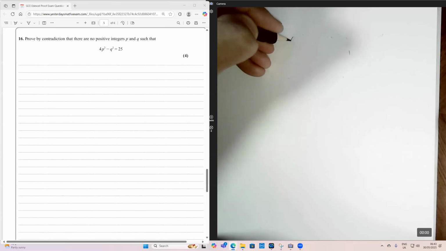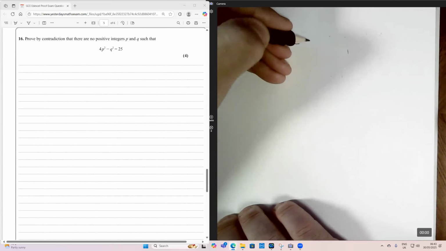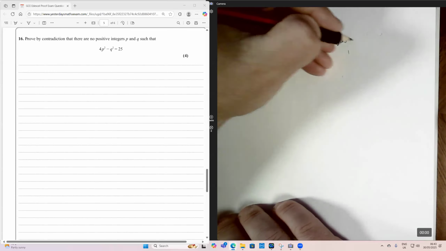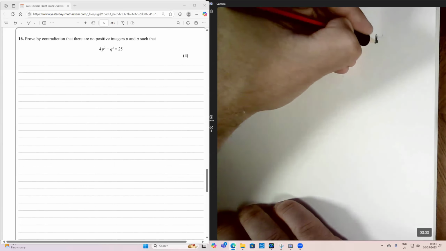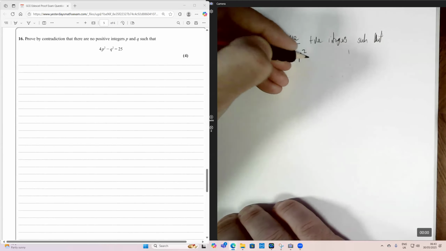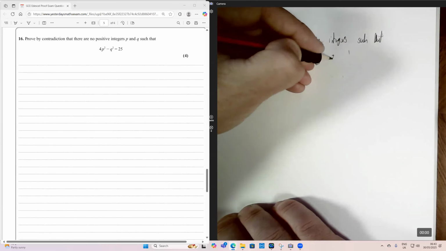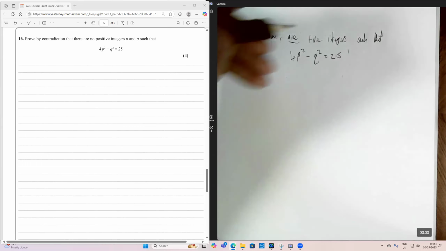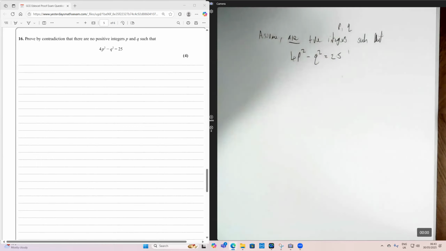So we're going to assume that there are positive integers such that 4p² minus q² equals 25. Okay, so that's our assumption. We're going to assume the opposite. Assume that there are positive integers p and q such that 4p² minus q² equals 25. Okay, so we've assumed the opposite there. Okay, so let's have a look at that.